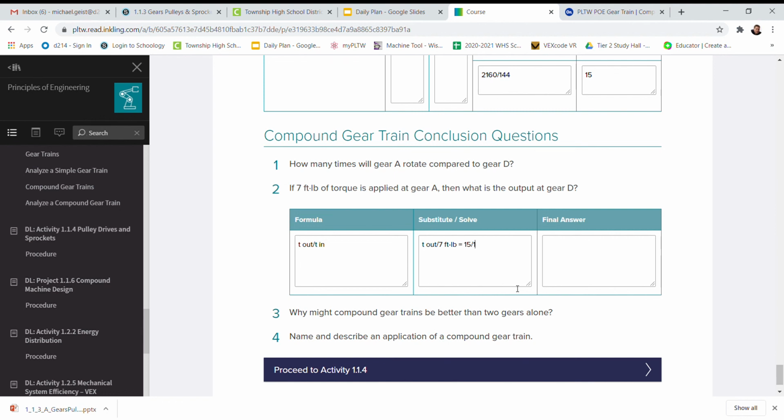All right. Go ahead for number 3. Why might compound gear trains be better than 2 gears alone? You should be able to look at this and figure out the massive increase in mechanical advantage or gear ratio that you can achieve by using a compound gear train as opposed to just a single simple gear train. And then for number 4, I want you to do some maybe Googling and try to find where you would find a compound gear train, or maybe in just simple objects around the house.